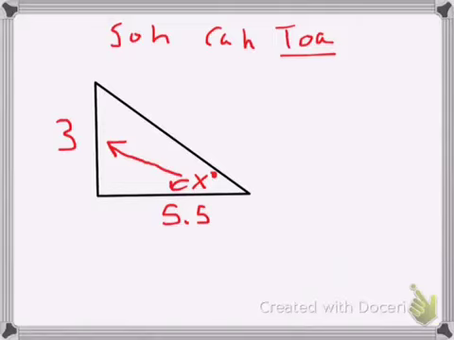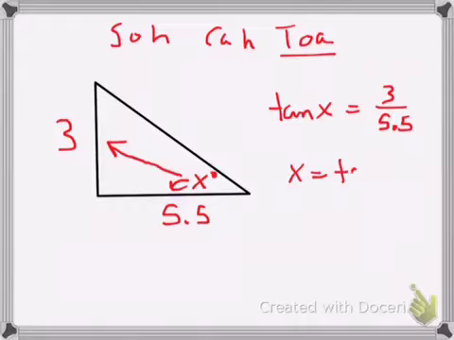Okay, so here's what I know about x. I know that the tangent of x is equal to 3 divided by 5.5. Now, anytime you're looking for an angle instead of a side, you're always going to have to use an inverse trig function. On your graphing calculator, just above your tangent key, you'll see the tangent inverse key. So the way you solve this from here is to do the tangent inverse of 3 divided by 5.5.